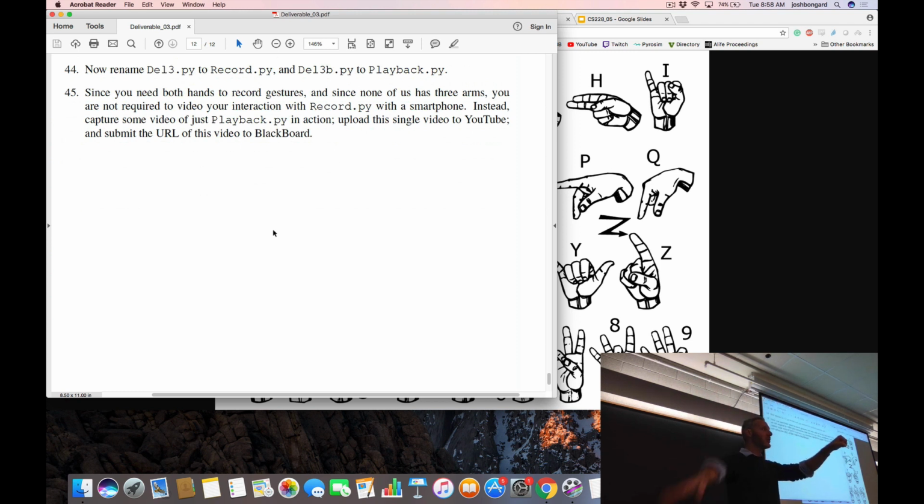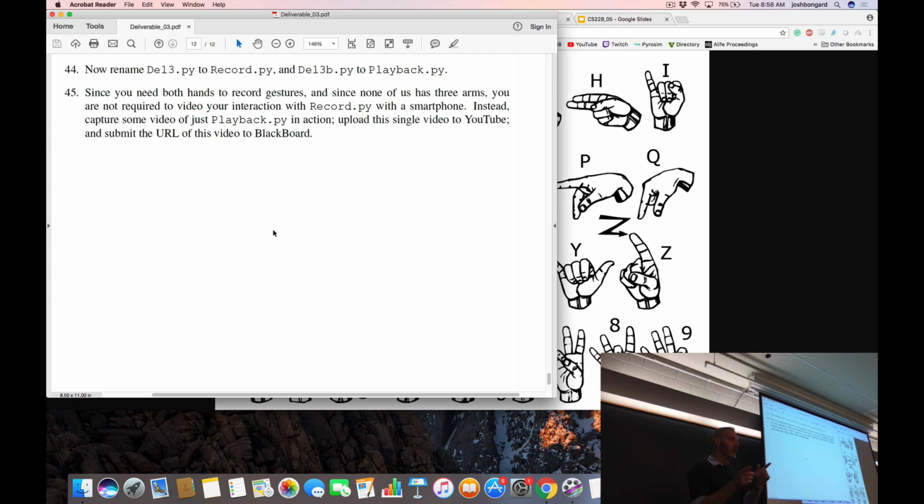Every time that I do this, it's going to save a new gesture. So I can do, for example, 0, capture 1, capture 2, capture 3. I want to practice 2 again. Still not sure about 2. I'm going to capture 2 again. We're going to generate a whole bunch of these snapshots.